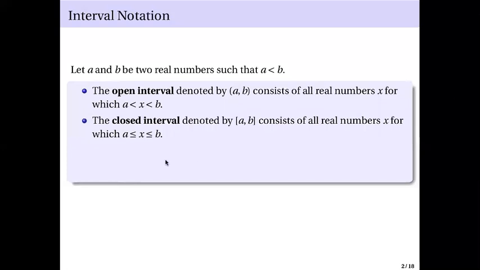And then we denote this symbol here, and we call it the closed interval. So we have an open square bracket, A comma B, and then a close square bracket. This consists of all real numbers X for which X is greater than or equal to A, but less than or equal to B.